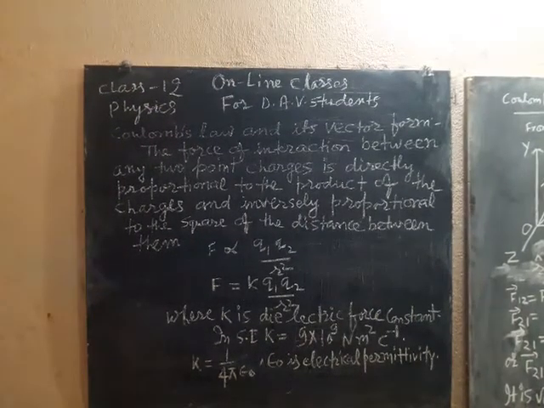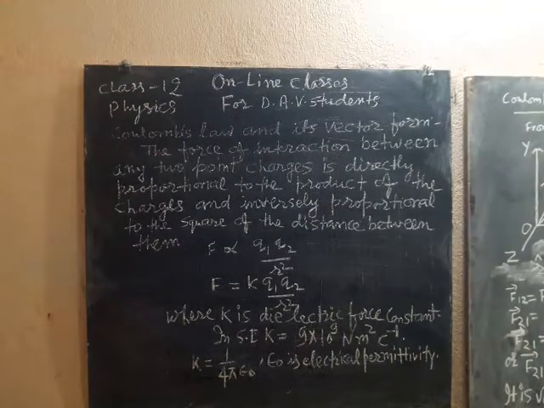Okay friends, today we are going to make a video of class 12 physics online classes. It is strictly for English medium students like DAB students. Try to understand all the points which are given here. Today we are going to discuss Coulomb's law and its vector form.